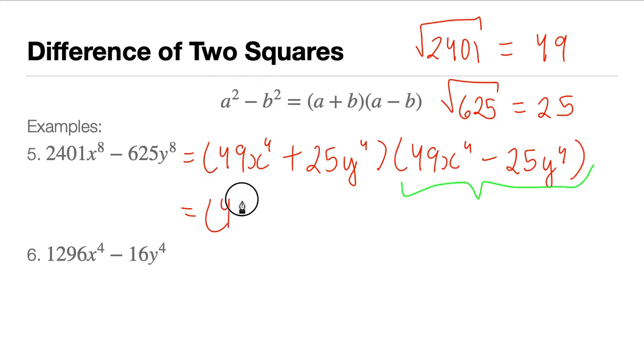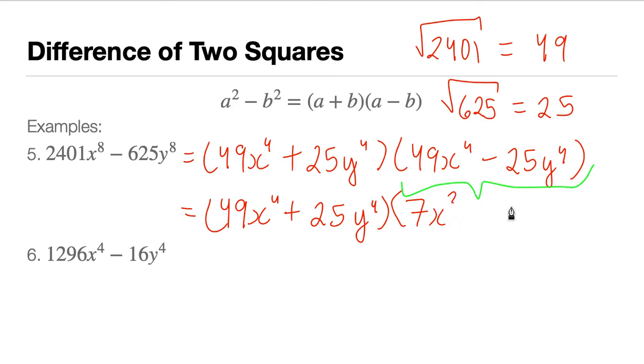So we have 49x to the fourth plus 25y to the fourth is equal to, the square root of 49 is 7, 7x squared. Then we have 25, the square root of 25 is 5y squared. And then let's do that also in another grouping, 7x squared and 5y squared. And then let's put a plus sign here, the minus sign here, and that's our answer.